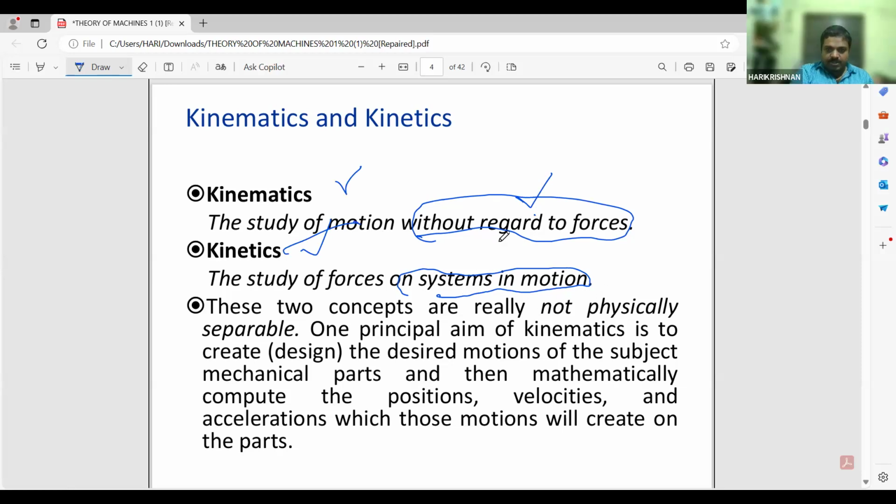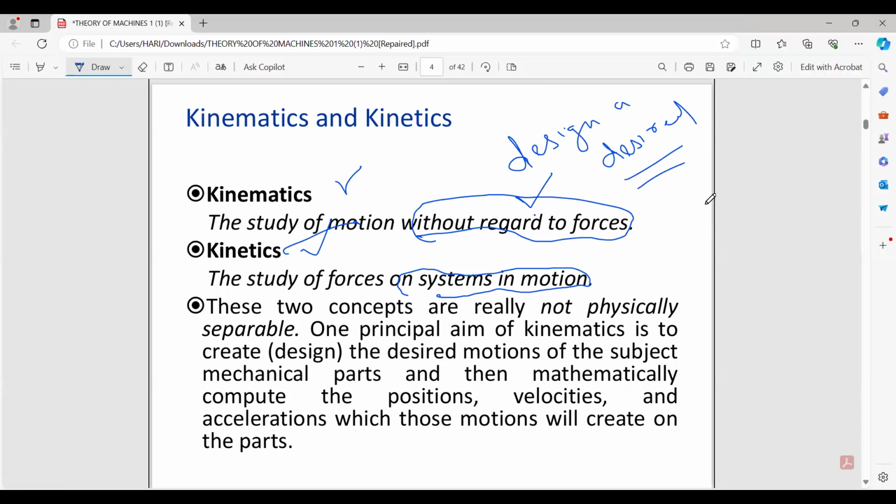The two concepts: one is used to design a desired motion, and the other is used to compute the mathematical velocities, accelerations, positions, etc. So that is the difference between kinematics and kinetics. Kinematics is the study of motion without regard to forces, but kinetics means the study of forces on a system in motion.